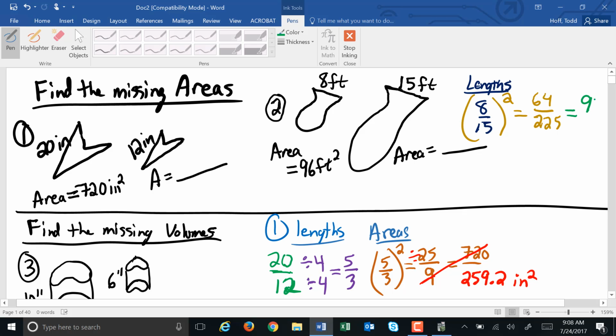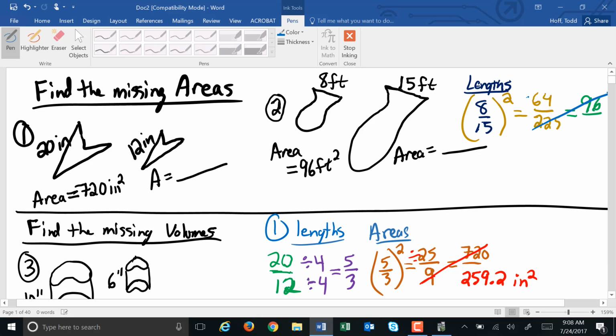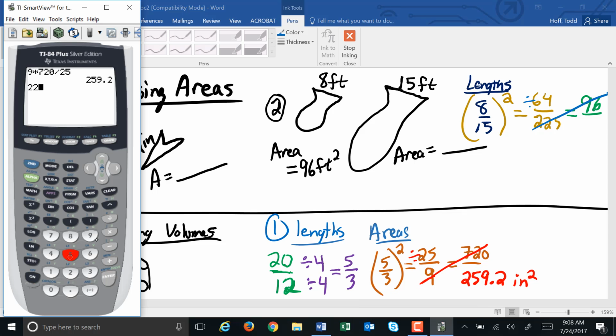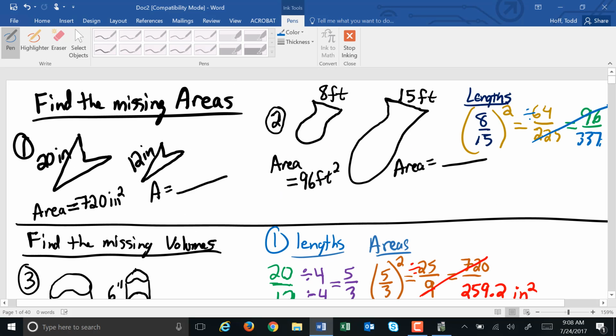96 is going to go on top over blank. And we will cross multiply and divide. 225 times 96 divided by 64. Yep, 337.5. And that's going to be square feet.